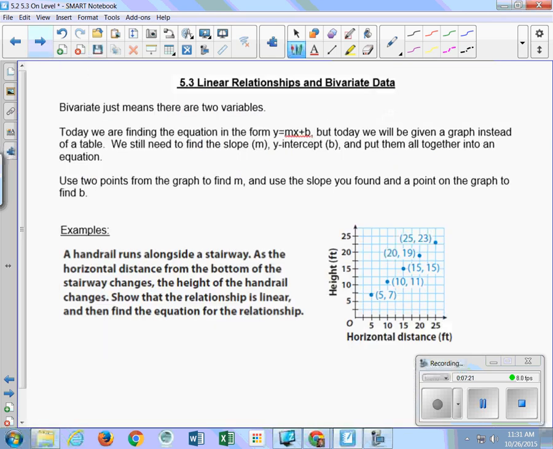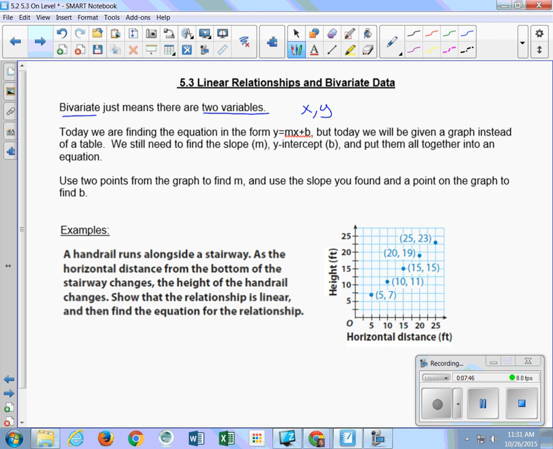All right, 5.3 is the next page of your notes. Linear relationships in bivariate data. Bivariate just means there are two variables. What are our two variables? Our two variables are x and y. That's our variables. M and b are the slope and y-intercept. They're not variables. All right.